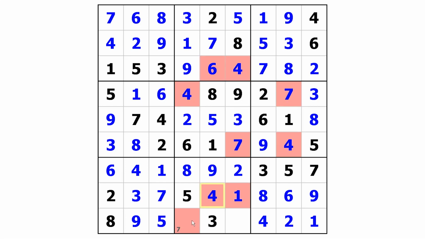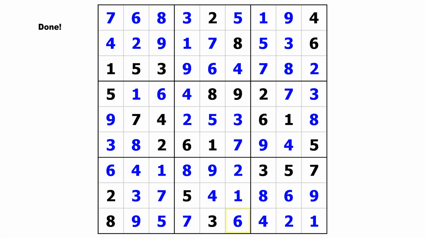Leaving only 1 cell left in the whole puzzle, which must be a 6. And there you have it. That is how you do it.